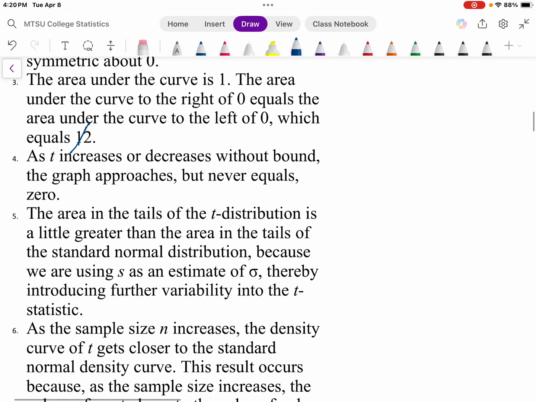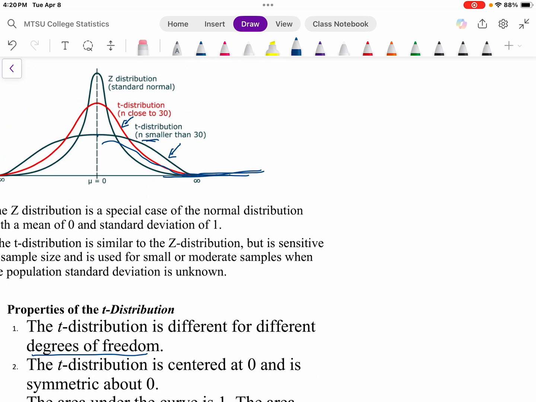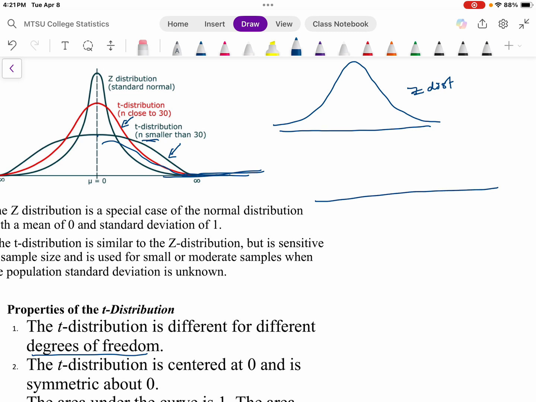The area in the tails of the t distribution is a little bit greater than the area of the tails of a standard normal distribution. So typically, if we were drawing this by hand, here is probably one of the better ones for a z distribution. And if I was going to draw a t distribution, there's more vertical space below the curve. There's more area in the tails. That's what it's talking about.